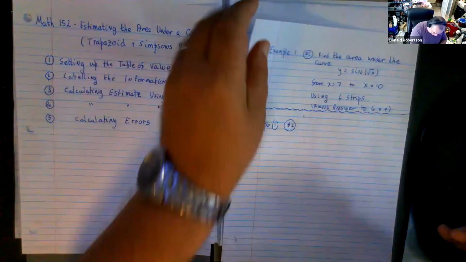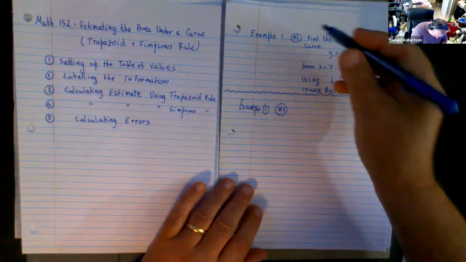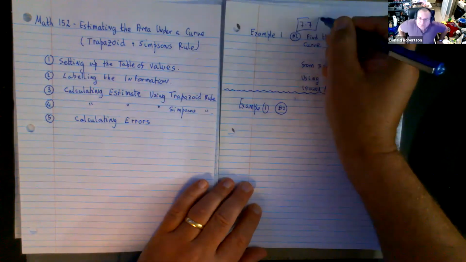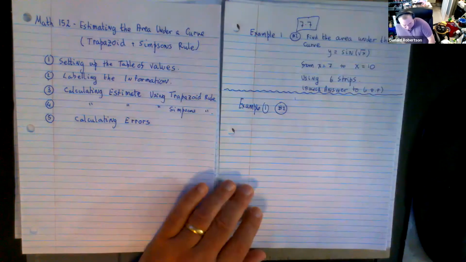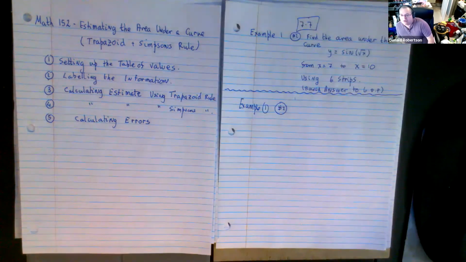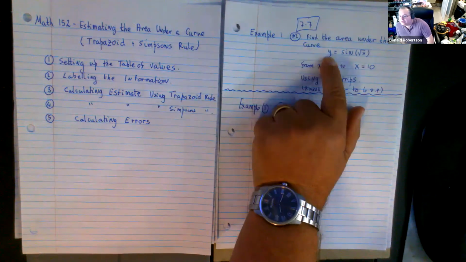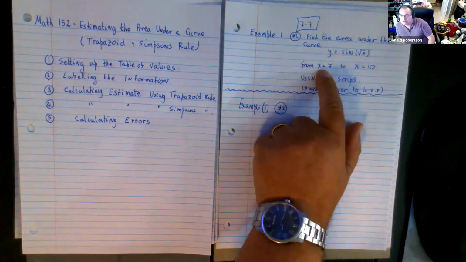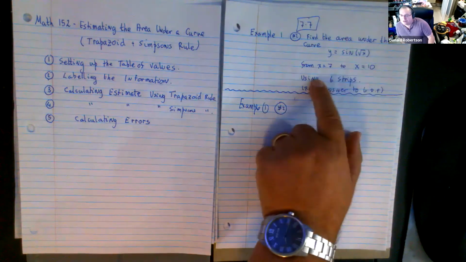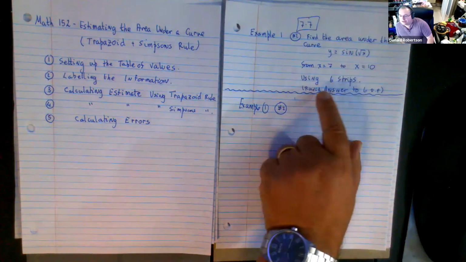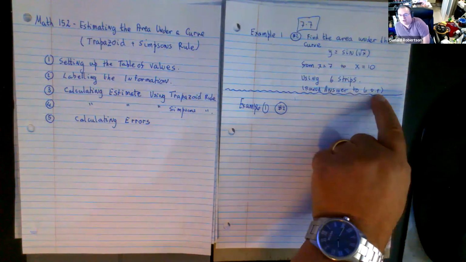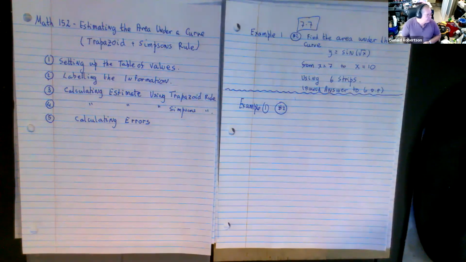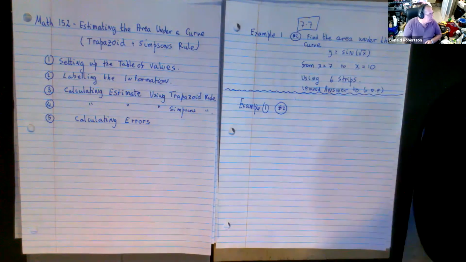This is question 2.2 from section 7.7. I think there's 6 questions. You're going to find the area under the curve y equals the sine of the square of x. You're going to do it from 7 to 10, and it's going to use 6 strips. And they're asking you to round off the answer to 6 decimal places. Except when you go and look at question 2, it doesn't look like that.